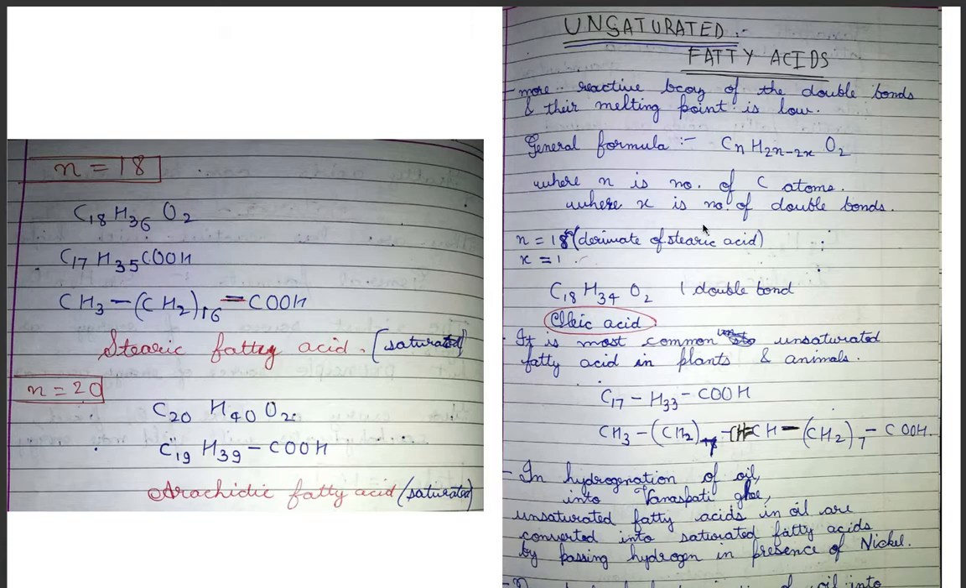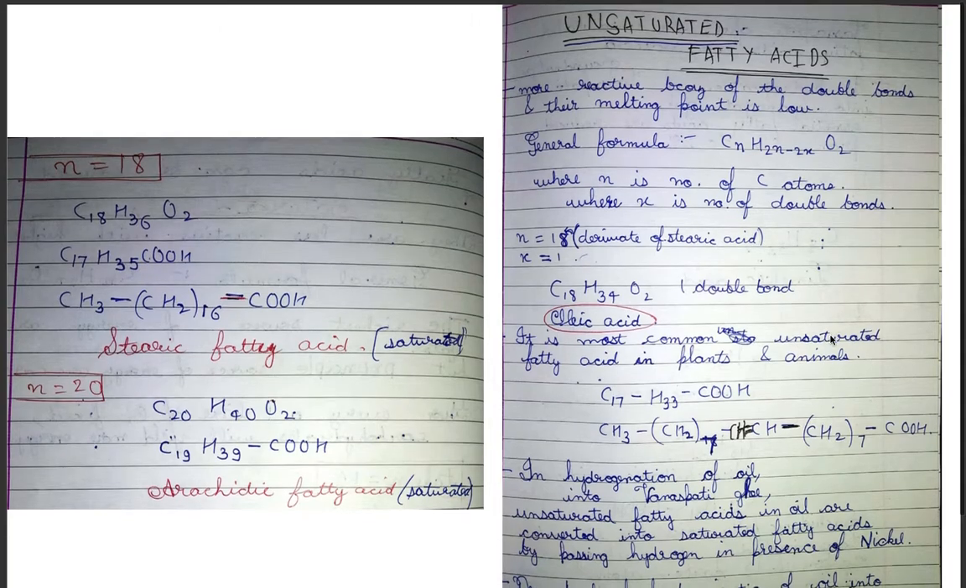Now the general formula is CnH2n-2xO2, where n is the number of C atoms, and x is the number of double bonds that it contains. These double bonds may be 1, 2, 3, 4, any of them. Now if n equals 18, that is a derivative of stearic acid, and if x equals 1, it will form C18H34O2, oleic acid. It has only one double bond.